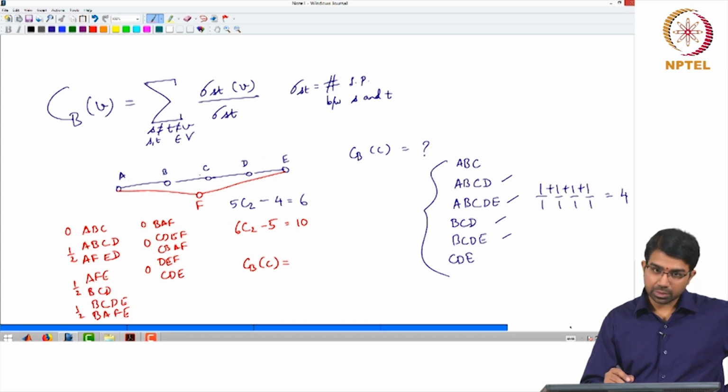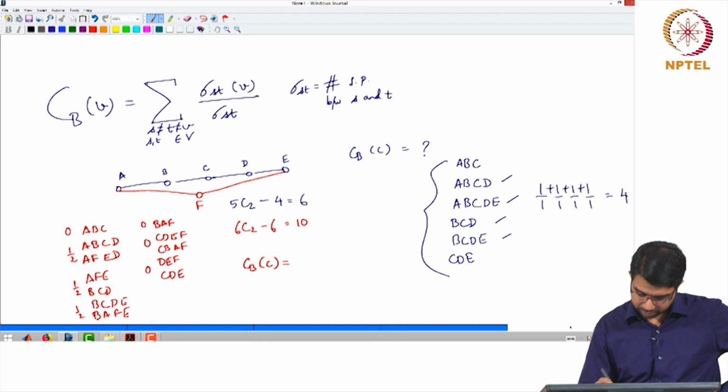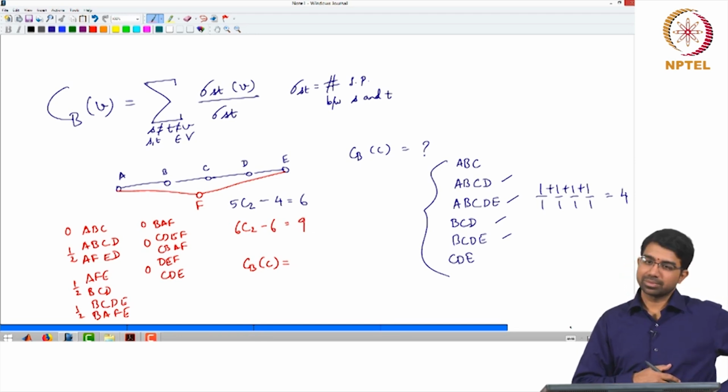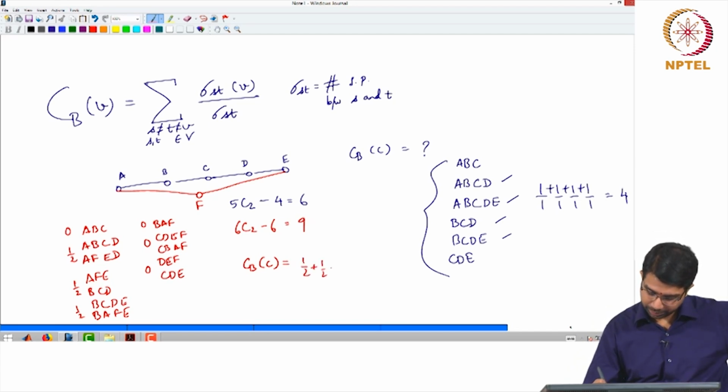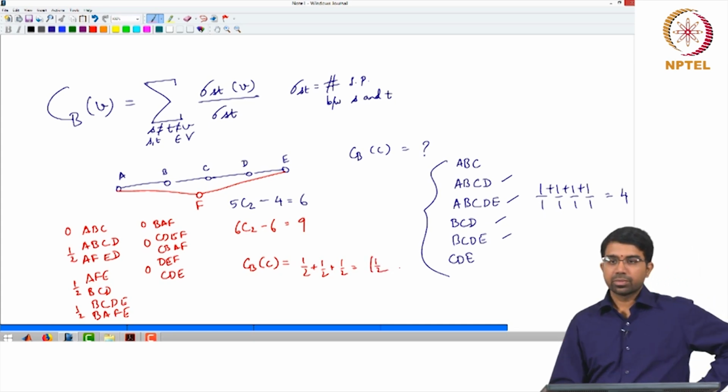It's 6C2 minus 6, so it should be 9. Oh yeah, that is right, we added 2 edges, not 1. Fair enough. So now this is going to be 2.5.